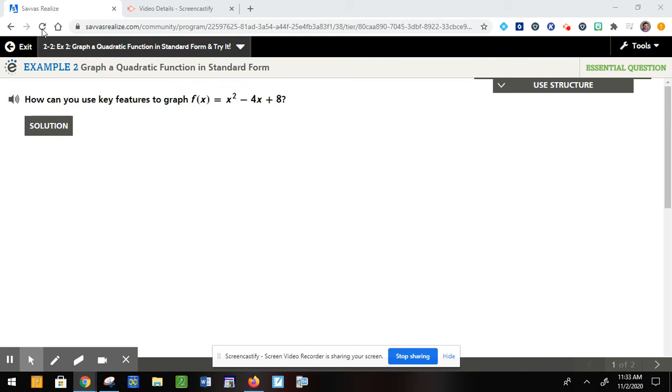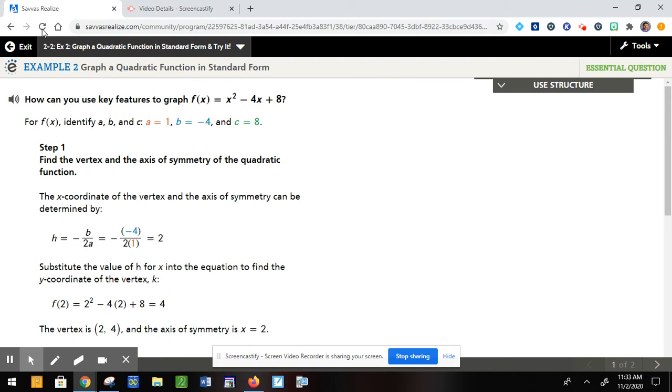In example 2, we are going to look at how to graph in standard form. The key features start with finding the vertex that we found in example 1. So let's take a look. First thing you're going to do is identify what are the A, the B, and the C. We are going to utilize the C in this example, unlike we did in the first example when you find the vertex, because that will be helpful for another part.